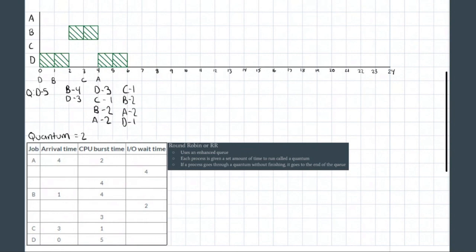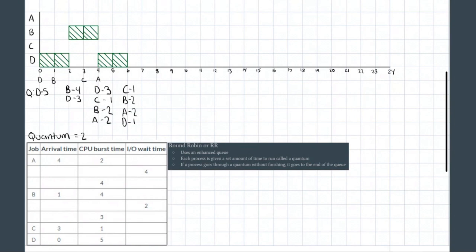Yeah, so since D finished at time 2, it gets put back in the queue at that time. So in the picture, you can see at time 2 that D is written again. So that's what that means. D is put back in the queue at that time, and it has 3 bursts remaining. Did that answer your question? Yeah, that made more sense.